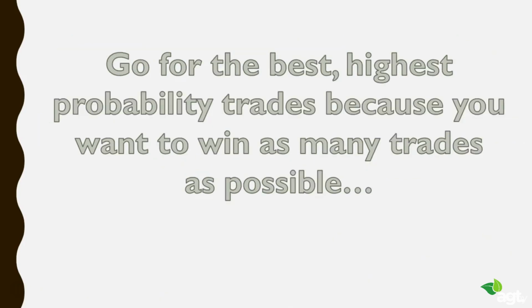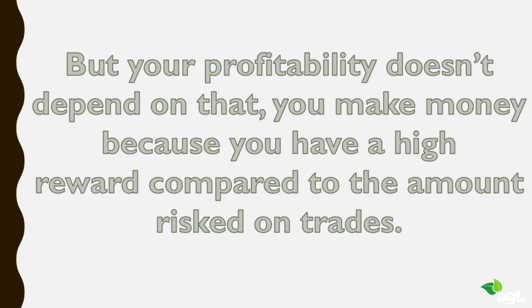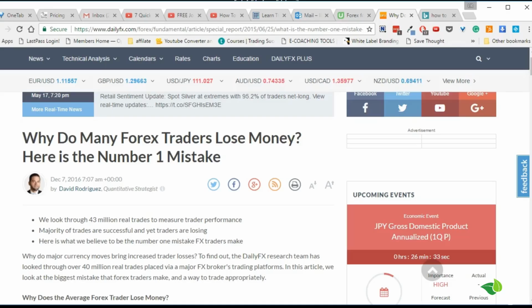So you go for the best, the highest probability trades, because of course you do want to win as many trades as possible. So you're going to go for the A grade trades. But what you're not going to do is have your profitability depend on you winning trades. Your profitability should be because you're making money, because you have a high reward compared to the amount risked on your trades. Don't take my word for this, okay?